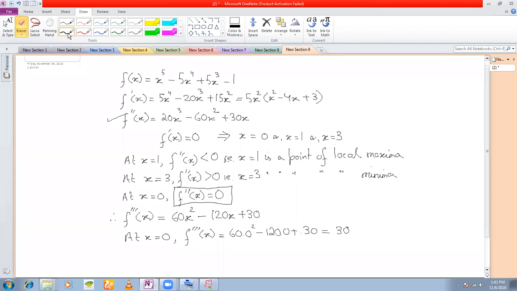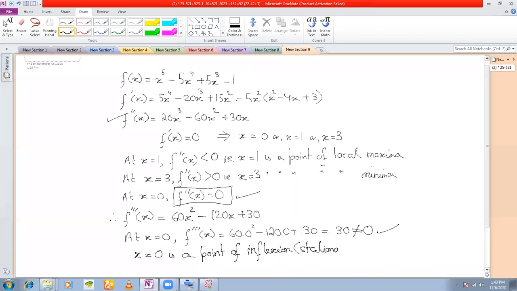Now under this circumstance, if we get the third derivative not equal to 0, remember this, we are not bothered about the sign, whatever sign we get. If the second derivative is 0, and if the third derivative is not equal to 0, then we say that x equal to 0 is a point of inflection, also sometimes called the stationary point.